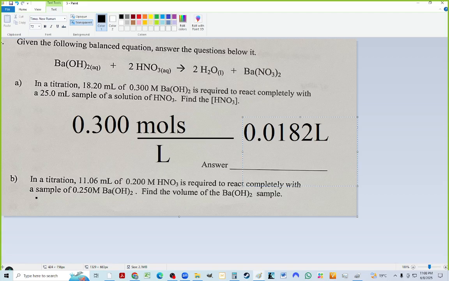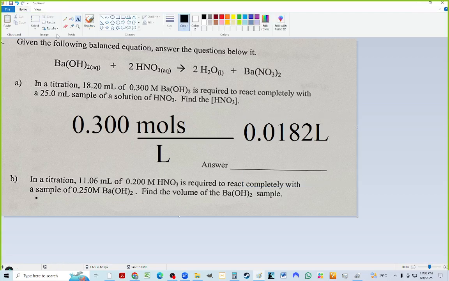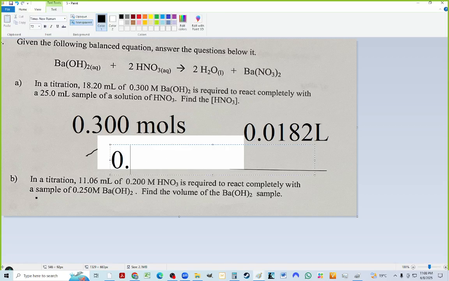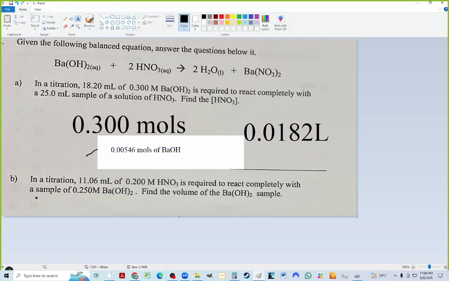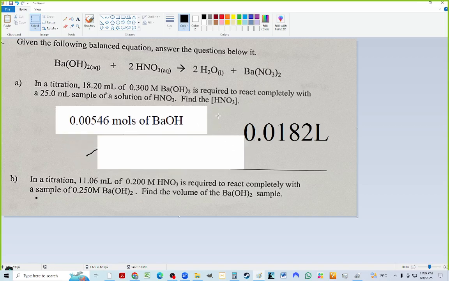When you take 0.300, you cross out the liters and multiply it on the calculator. Excellent. 0.00546. 0.00546 moles of BaOH. That's what we're working with. I'm just going to write this all down. So they gave me the concentration and they gave me the liters, so I could figure out the moles. And guess what? It's very much like the mole bridge we were doing before.